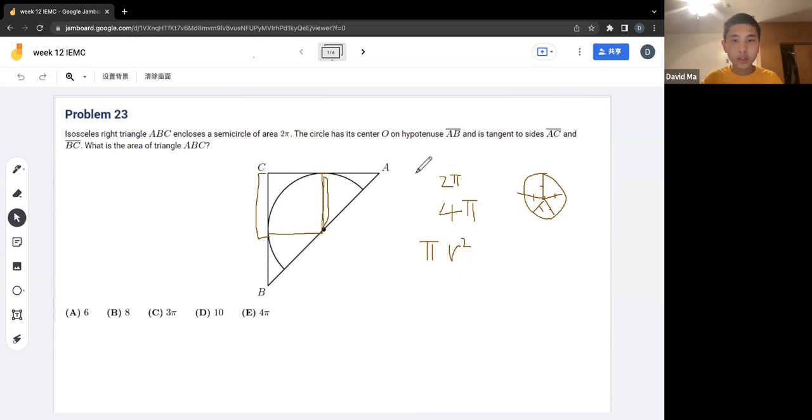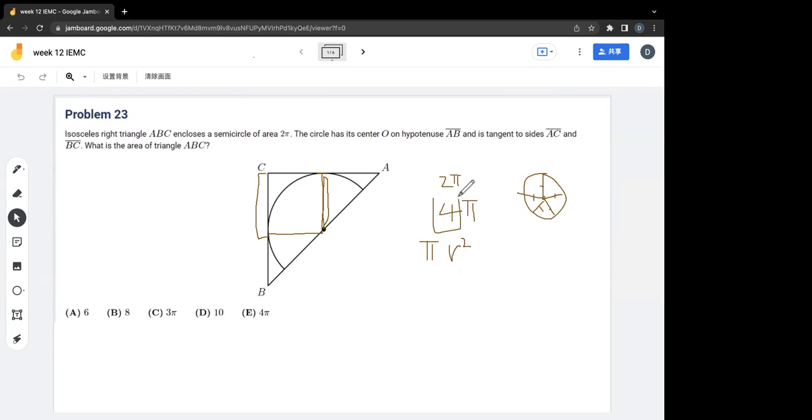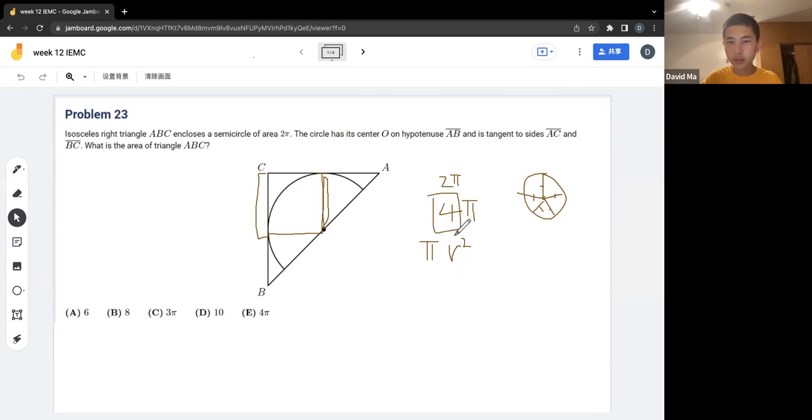Okay. So since the area of the circle equals 4 pi, we can tell that r squared equals 4, which means that if r squared equals 4, r equals 2. So this side equals 2, and this side also equals 2. Do you guys know the answer to the question now?